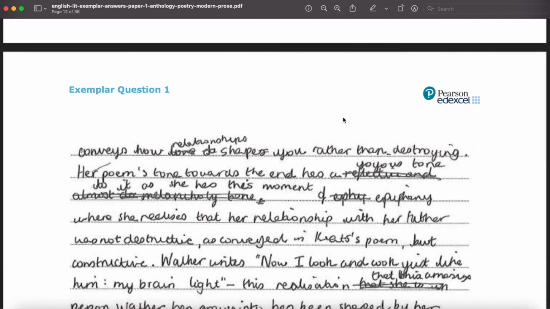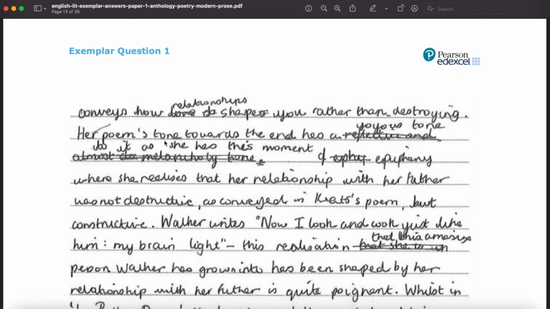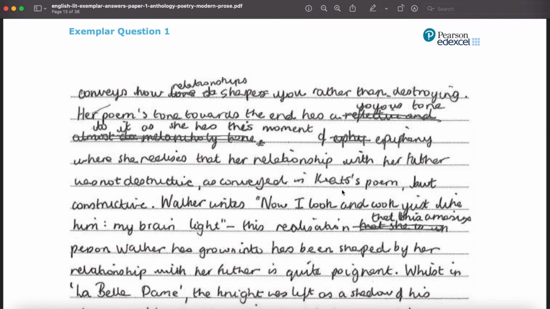See, comparison already here. Shape you rather than destroying. So this is the comparison to La Belle Dame sans Merci. Her poem's tone towards the end has a joyous tone to it, as she has this moment of epiphany where she realizes that her relationship with her father was not destructive as conveyed in Keats' poem.